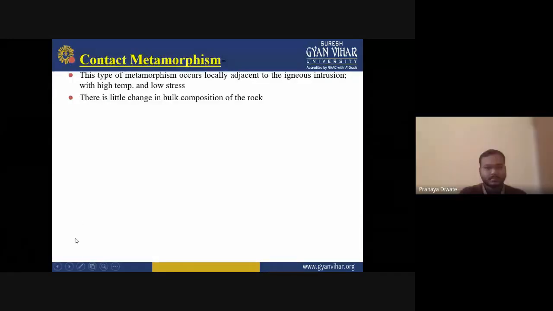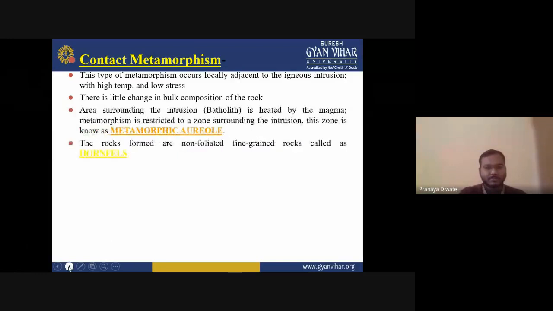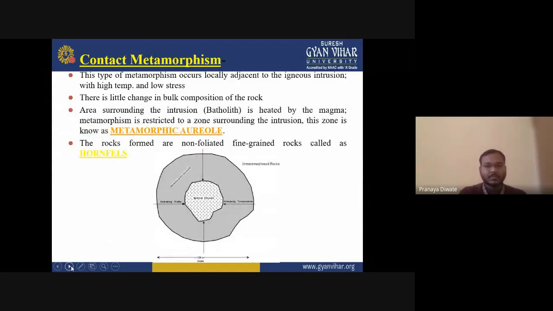Then you have contact metamorphism. So, what will contact metamorphism do? The first type of metamorphism is mostly governed by pressure, and this contact metamorphism is mostly governed by temperature. Temperature is the main component, the main phenomenon.